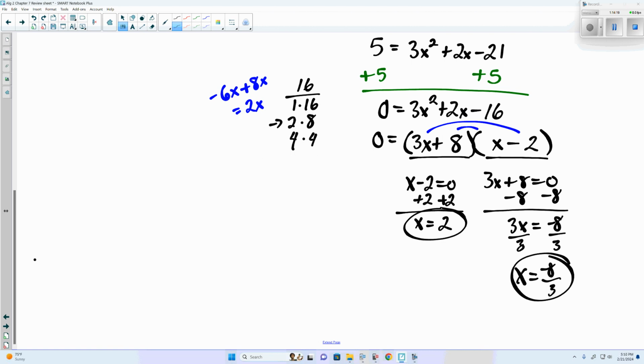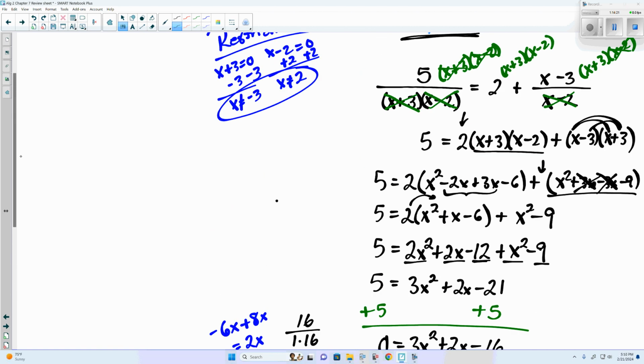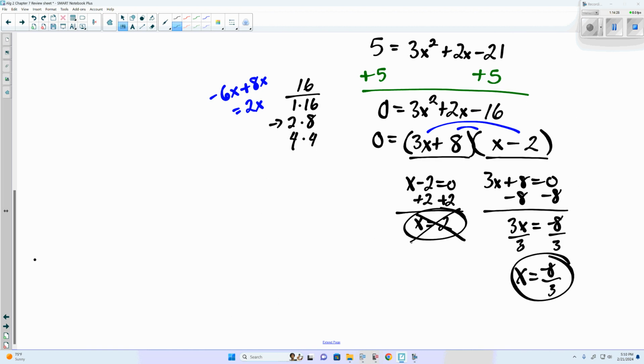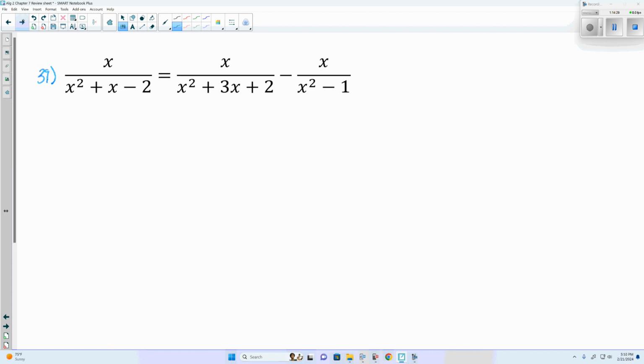So these here are our 2 solutions. Now we can go check our restrictions. Well, x cannot be 2. It's gone, telling us negative 8/3 is the only solution that we have. That brings us to the last problem on the review sheet.